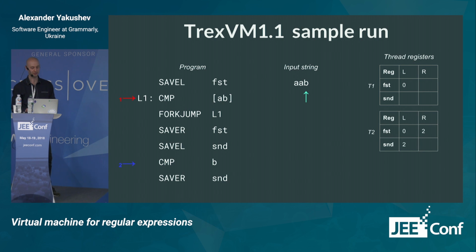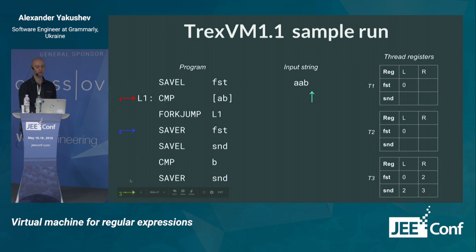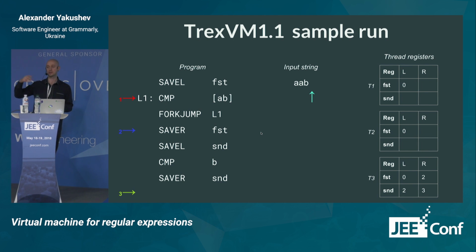Again, save left, save right, save left. Again, this compare. But now it's compare B, and the B is in the input stream. So both survive. Both go further. We have this thread number 2 that will get to the end, and the fork jump again. And go next. So we have this thread number 3. It reached the end of the regular expression, but it's a thread with the lowest priority, so we have to continue executing. We'll do that.